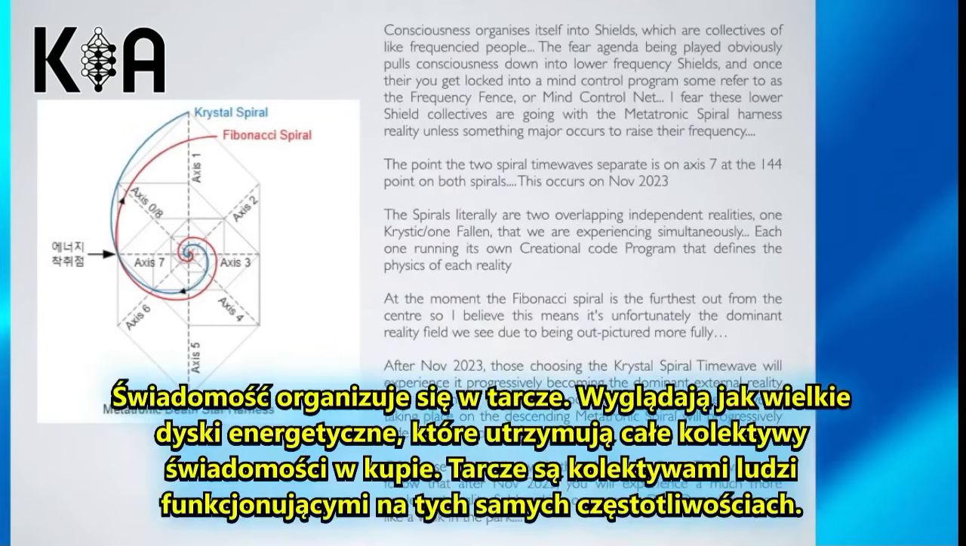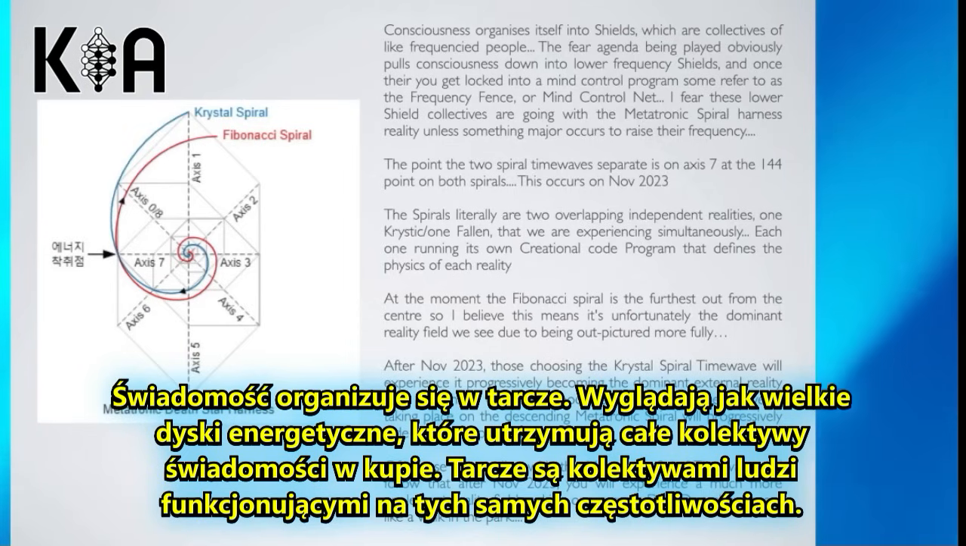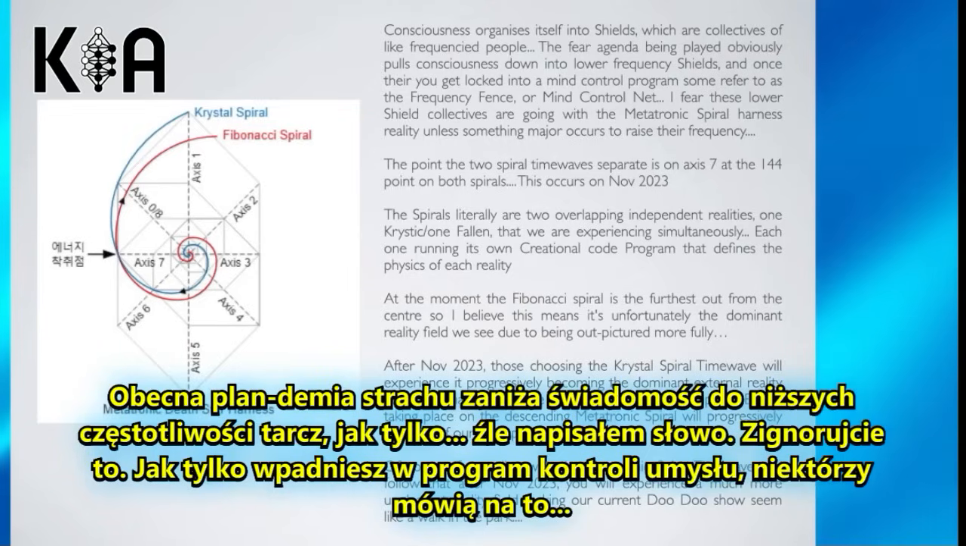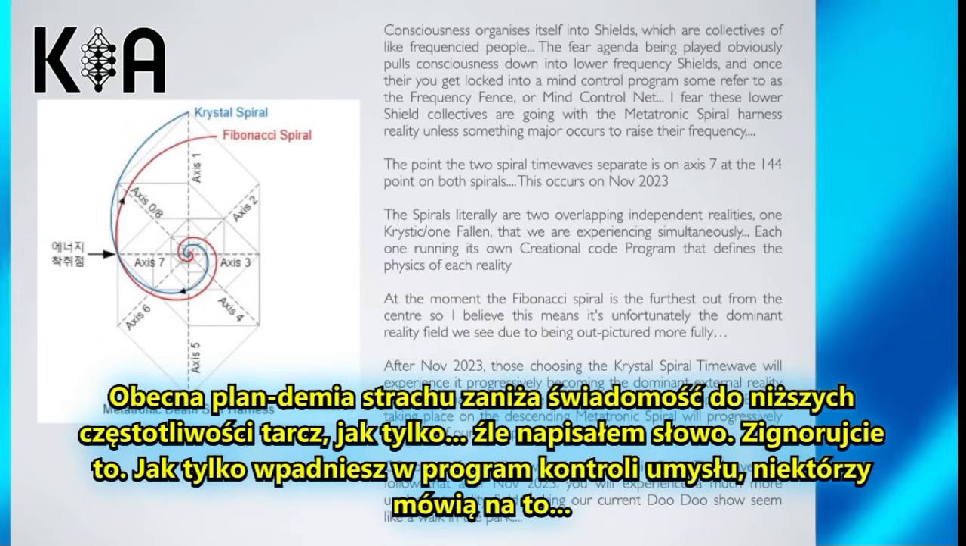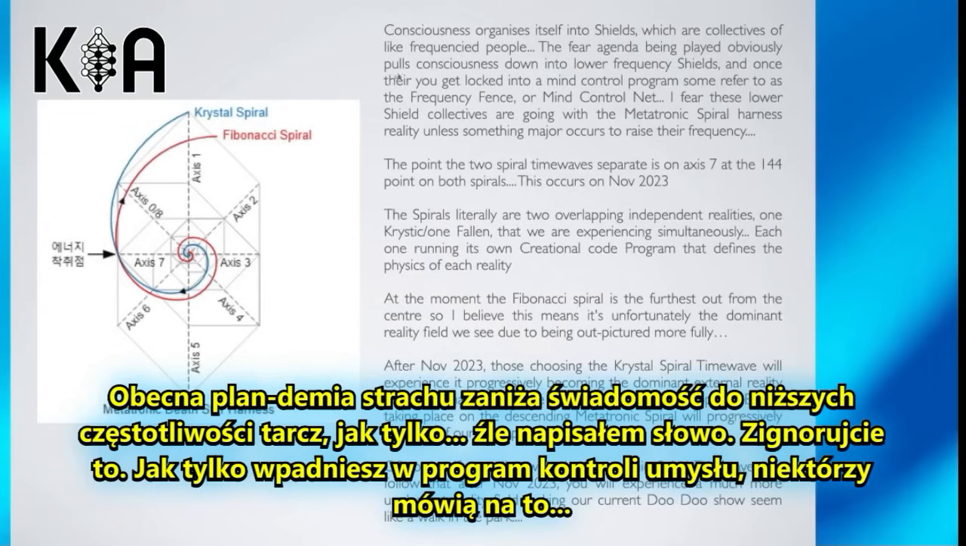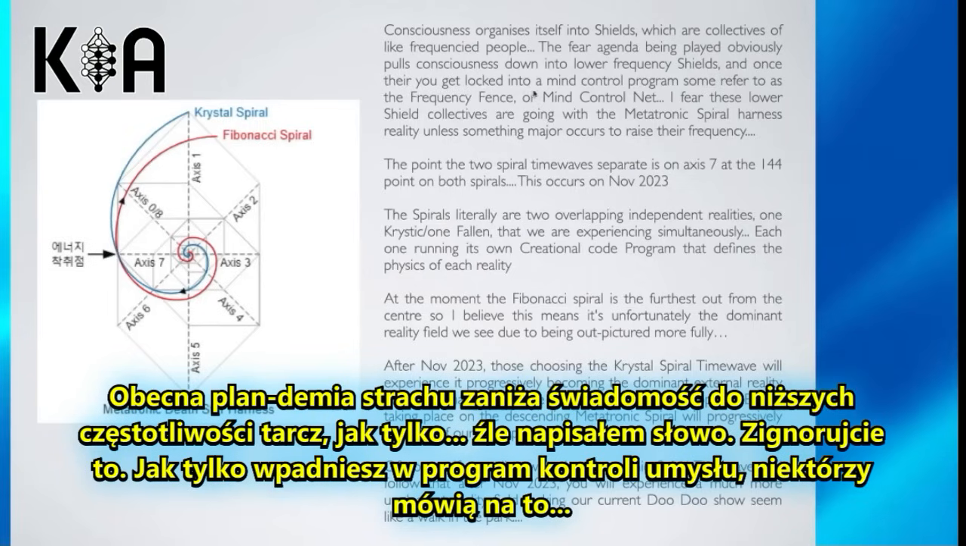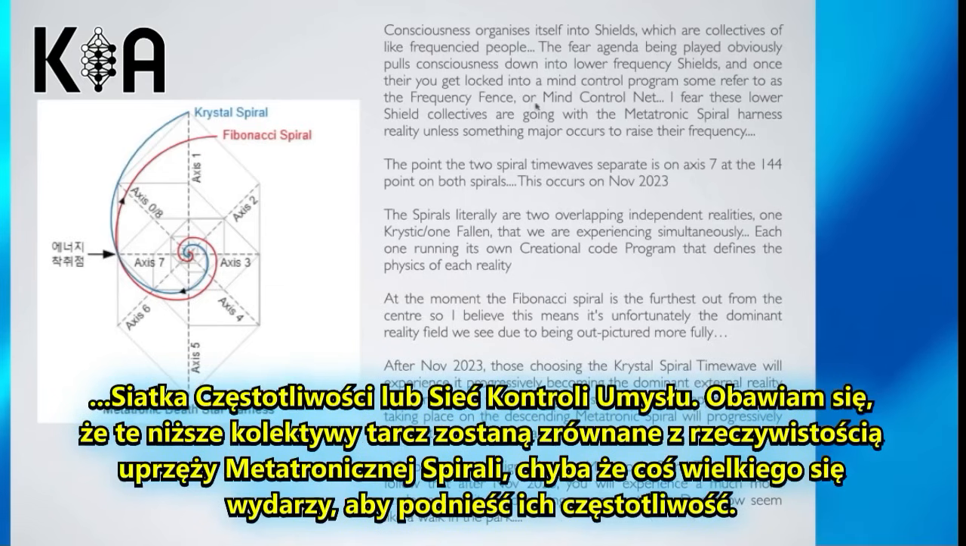Okay, so consciousness organizes itself into shields, which are like big energetic discs that hold consciousness collectives together. The shields are collectives of like-frequencied people. So the fear agenda being played obviously pulls consciousness down into lower frequency shields. Once there, you get locked into a mind control program, some refer to as the frequency fence or mind control net. I fear these lower shield collectives are going to go with the Metatronic spiral harness reality unless something major occurs to raise their frequency.